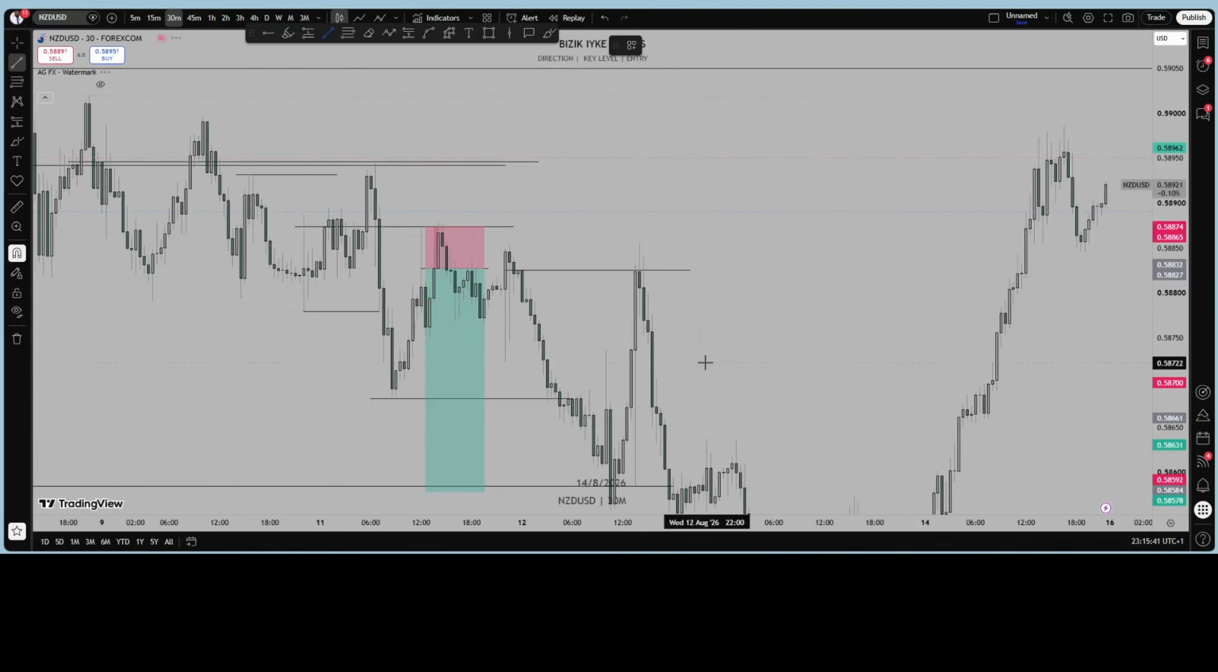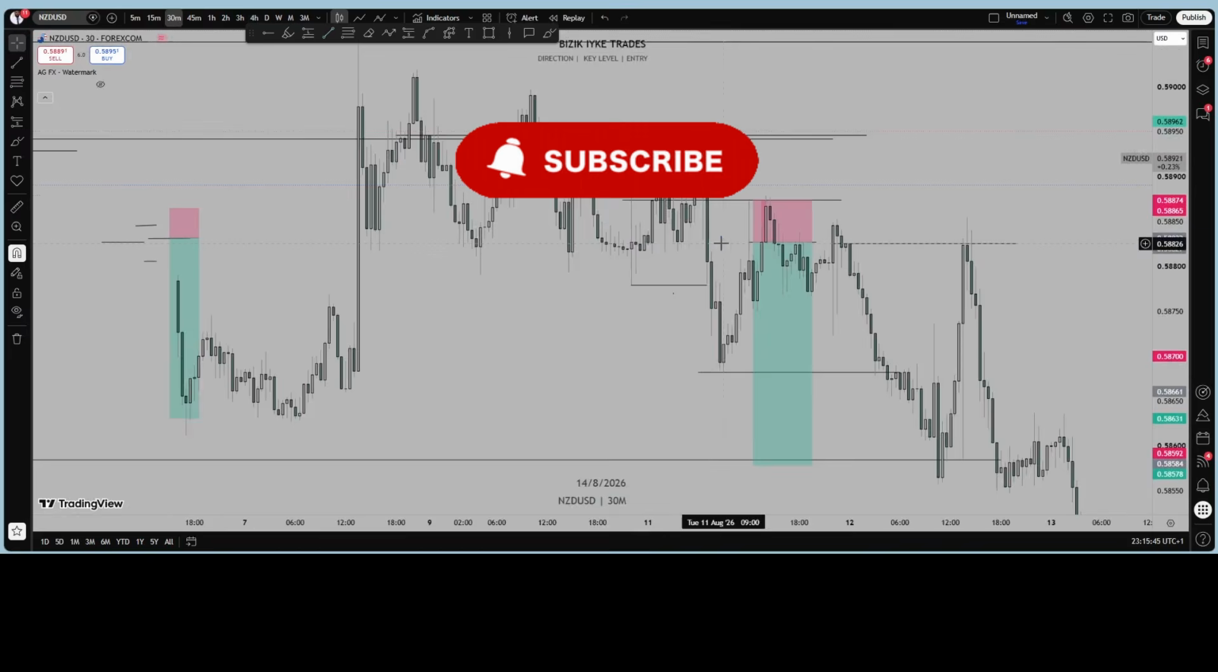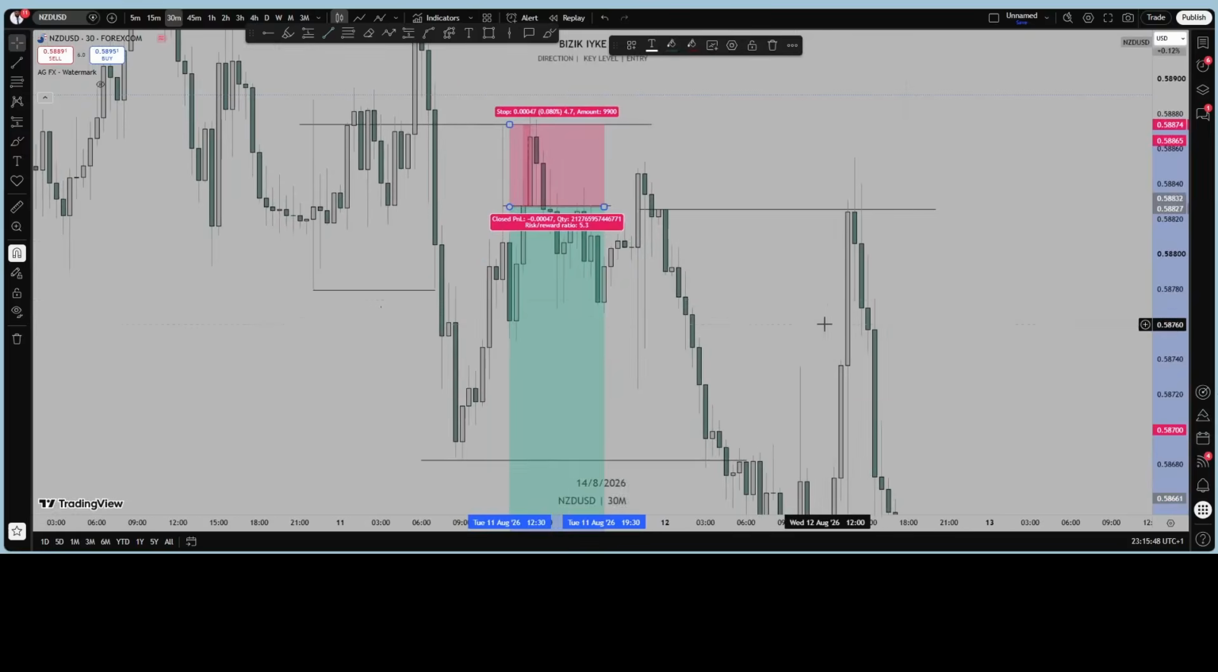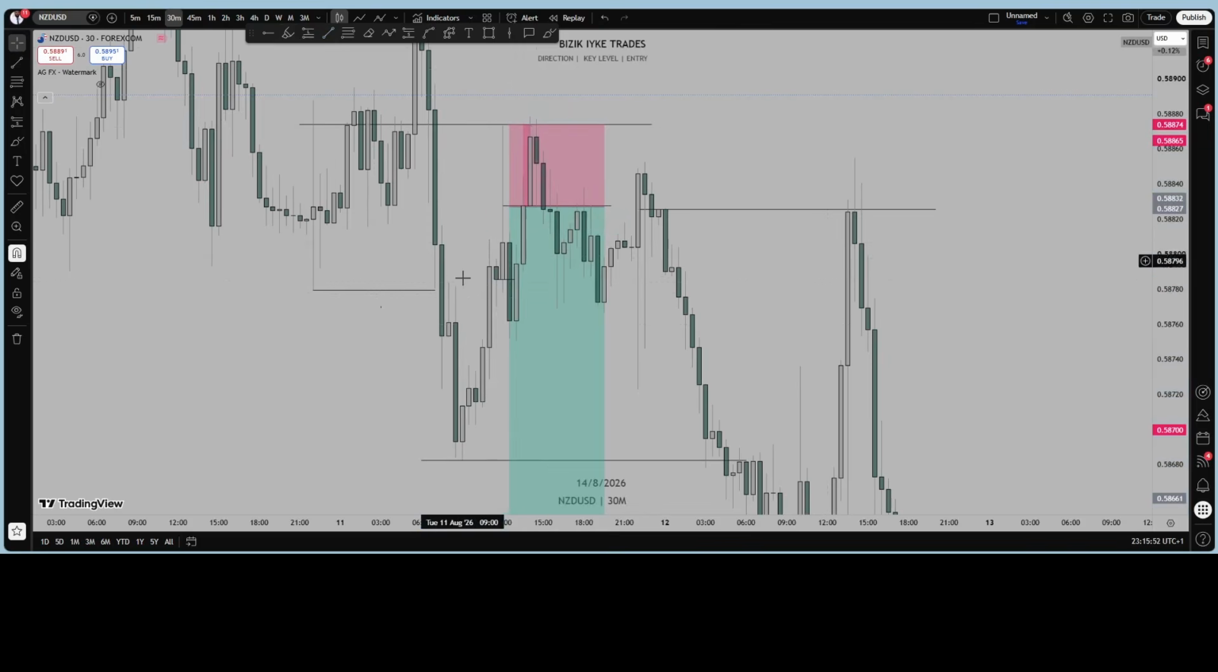I think that was 30 minutes. No, that was a 15 minutes. Okay, yeah, this was a 30 minutes time frame. So I saw this break of structure on the 30 minutes time frame. Can you see? I enter from here. So we had a break of structure.